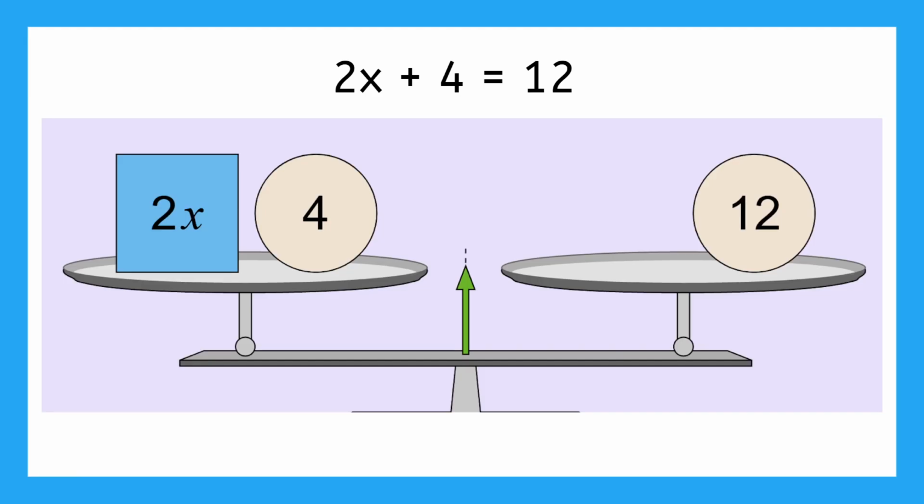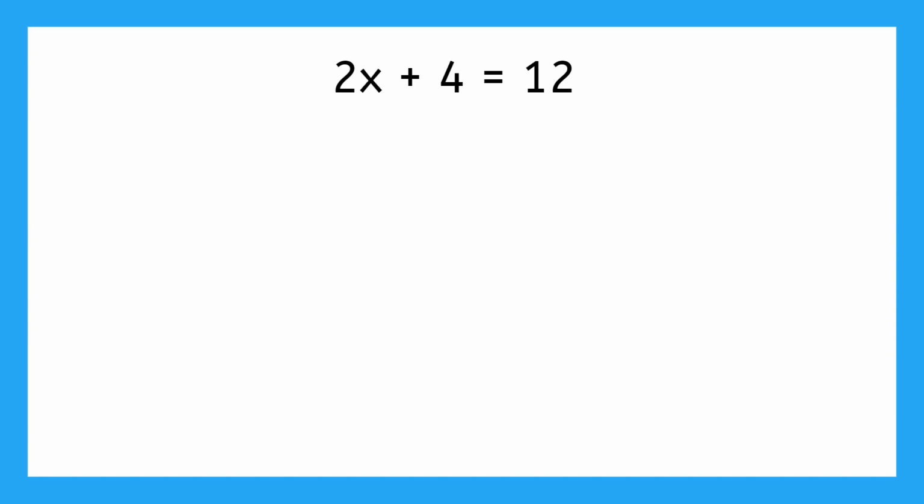So let's start with the same idea with the scale that we had before. In this case, we've got 2 x's plus 4 extra pounds that weigh the same as 12 pounds. How would we solve this? So let's just try undoing each operation.